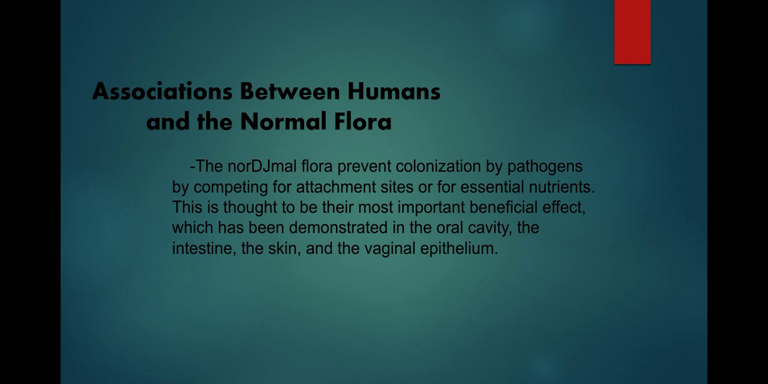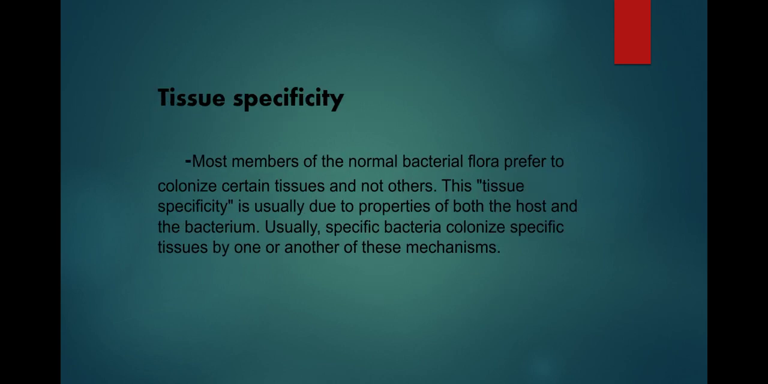So, the relationship between normal flora and the human body is diverse. Microbial flora is associated with the skin and mucous membranes of every human being from shortly after birth until they die. So here is the tissue specificity. Most members of the normal bacterial flora prefer to colonize certain tissues and not others. This tissue specificity is usually due to properties of both the host and the bacterium. Usually, specific bacteria colonize specific tissues by one or another of these mechanisms.